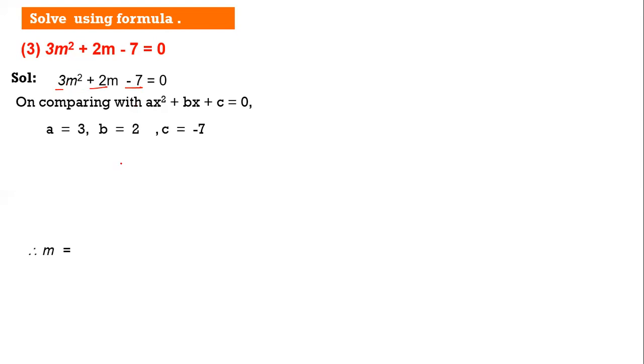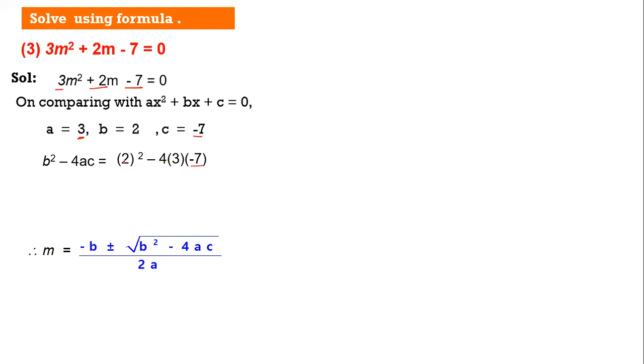As always, we know the formula: minus b plus minus root of b square minus 4ac the whole upon 2a. Now, if you carefully see, I've taken m because the variable here is m. First, we'll find out b square minus 4ac so that we can substitute later directly here. B square becomes 2 square minus 4, a is 3, and c is minus 7. So 2 square is 4, minus minus is plus. 4 3s are 12, 12 7s are 84. Now 4 plus 84 is 88.